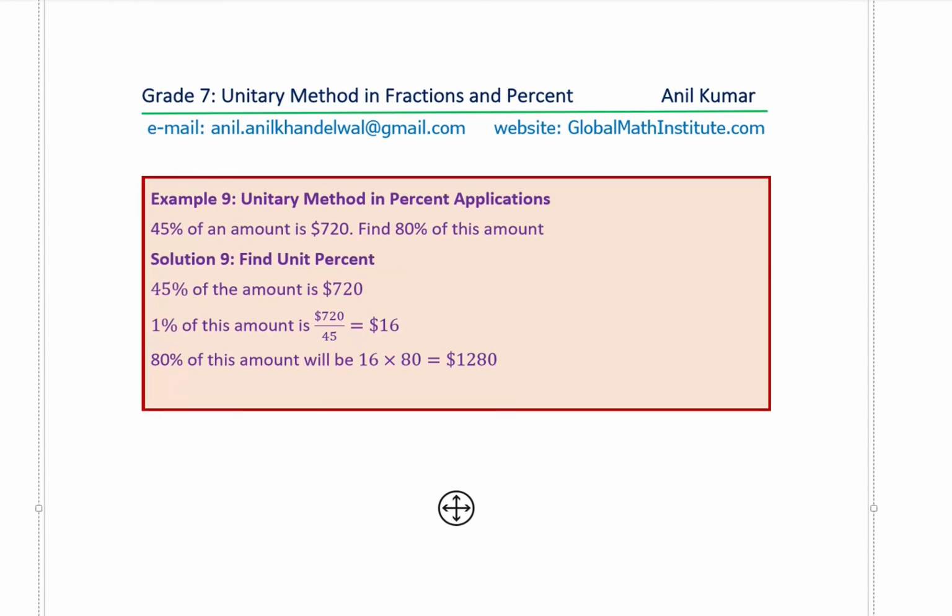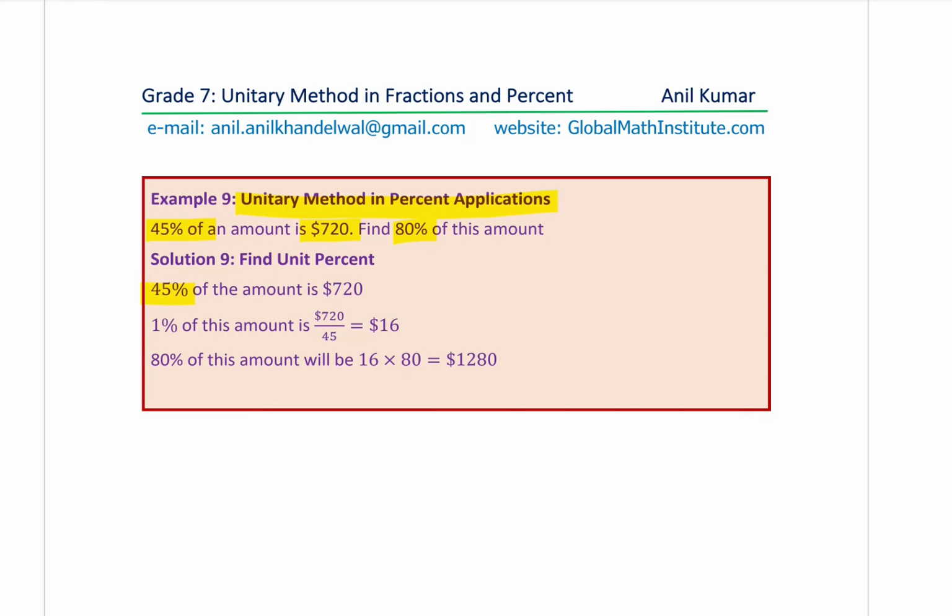Now let's move on, and this time let's take some easy stuff. We have moved to percent now. So fraction is really difficult. Percent you'll find now very simple. So we'll apply the same unitary method to percent applications. The question here is, 45% of an amount is $720. Find 80% of this amount.